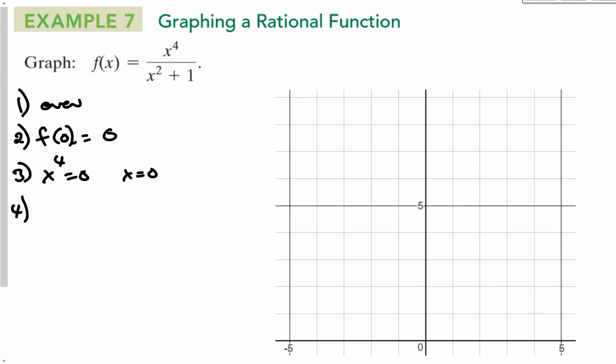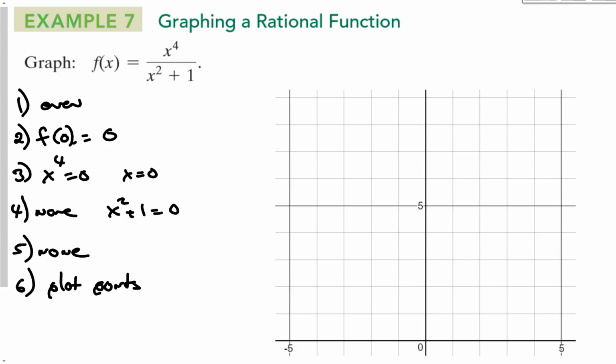Find the vertical asymptotes. There are none because that has no real solutions. Find the horizontal asymptotes, but because this is 2 bigger than this, there is no horizontal asymptote. So the only thing left is to plot points. Okay, and then use what I know about even functions to help me.